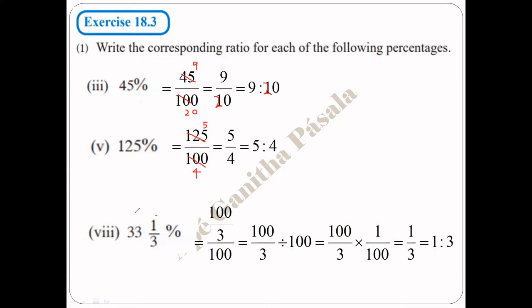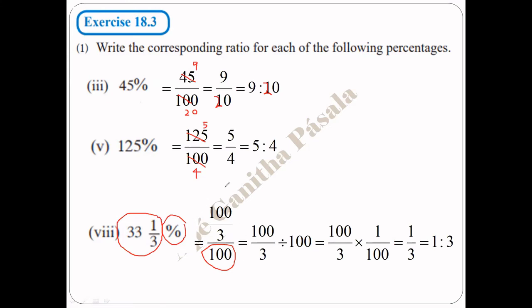Check this one. There is a mixed number. Convert the mixed number into an improper fraction, and here this percentage sign can be removed by writing the denominator 100. 33 and 1 over 3. 3 into 33, 99. 99 plus 1, 100. So this is similar to 100 over 3.